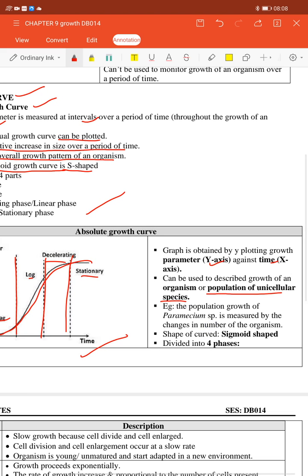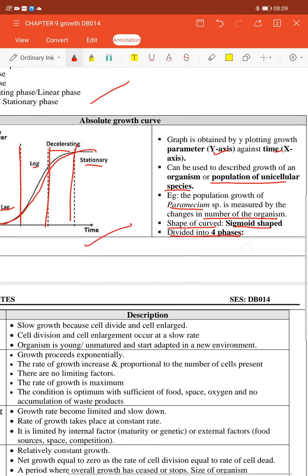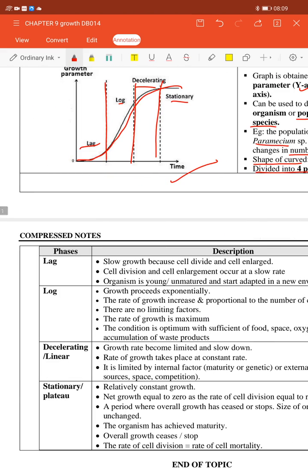So kita boleh tengok dia punya populasi organism itu, contohnya adalah paramecium. The number of the organism in a certain period of time. Kita boleh nampak menggunakan absolute growth curve ini. So the shape of the curve is sigmoid shaped and it is divided into 4 phases. So we go to the phases.